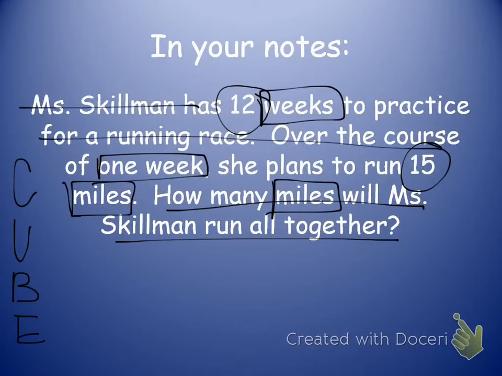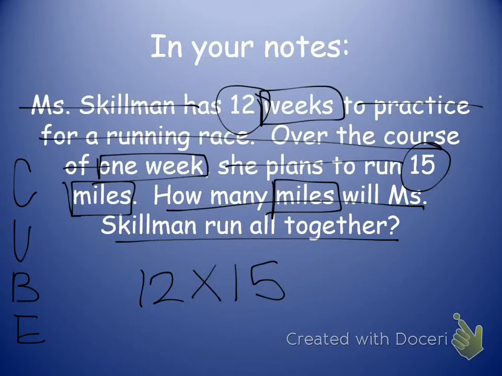I'm going to eliminate any information I don't really need to know to make it a little bit more simple for me. So how many miles will she run altogether? So I have 12 weeks, and each of those 12 she's going to run 15. So my multiplication problem for this word problem is going to be 12 times 15.